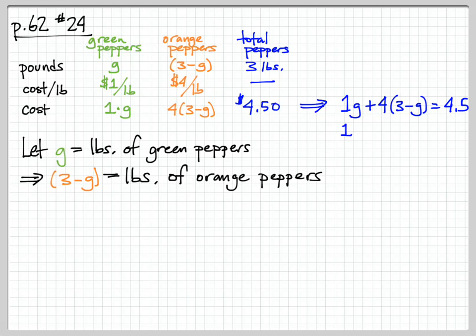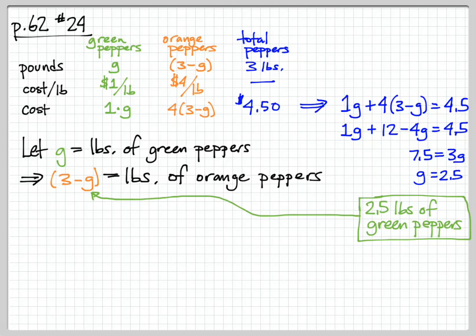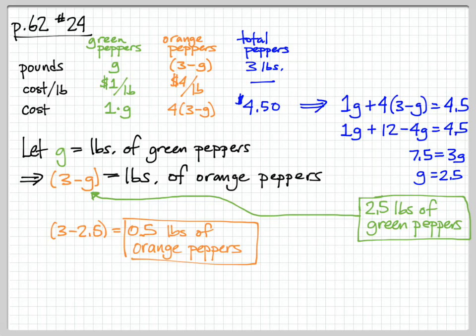I won't really go into depth about how we solve it. It's pretty straightforward. We'll get down to 2.5 pounds of green peppers, and from there we plug that back into this equation for pounds of orange peppers, and we get 1/2 pounds of orange peppers.